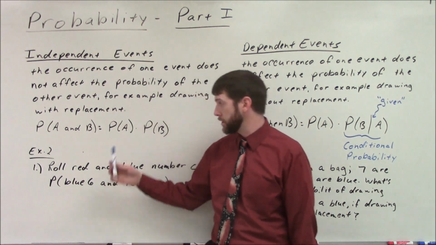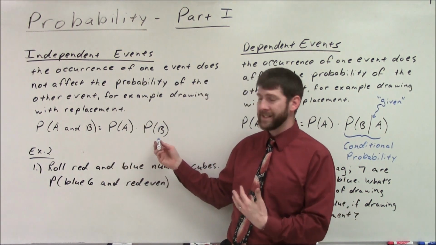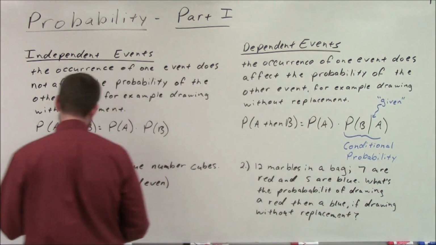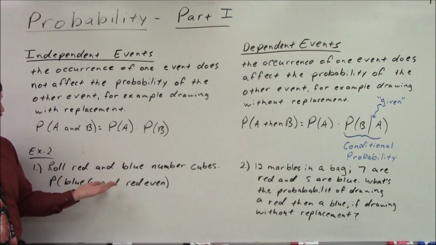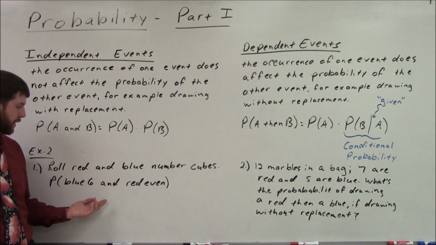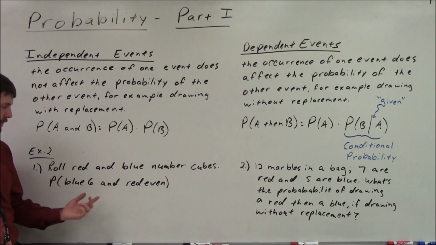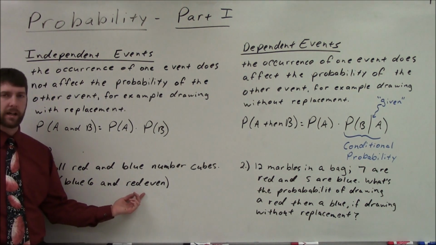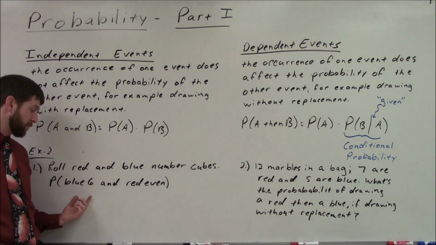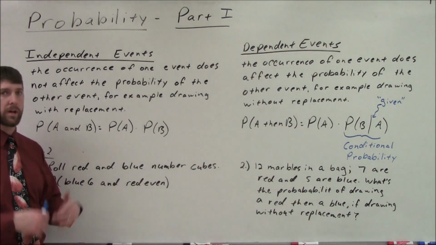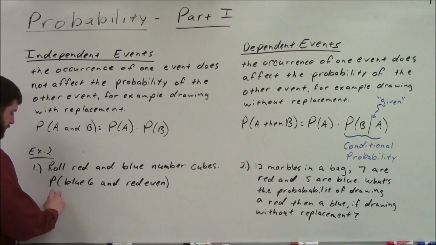Now if it's independent, it's just the probability of the first event times the second event. So for example, roll a red and a blue number cube. What's the probability to get a blue 6 and a red even? Well, what happens on the blue does not impact what happens on the red, so we can just calculate them separately.